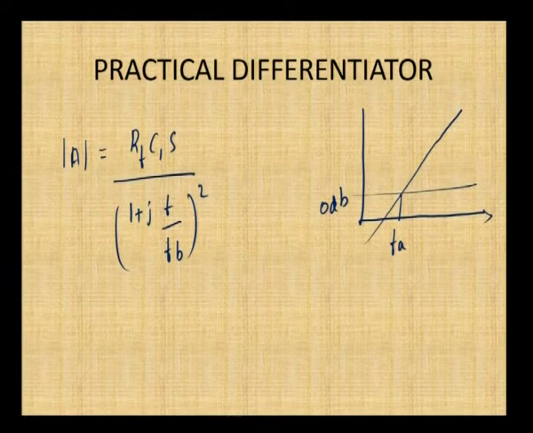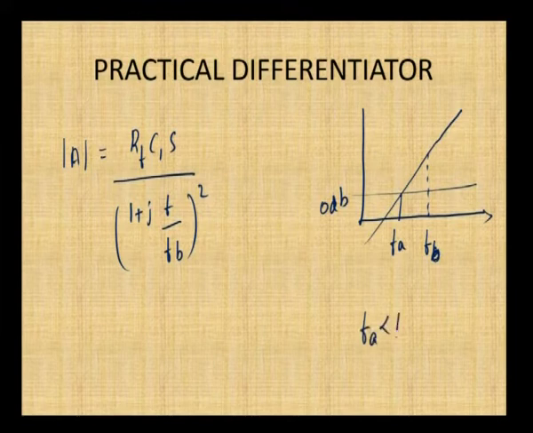And now if we calculate the gain with the practical differentiator circuit, you have the term F by Fb here, and here Fb is always greater than Fa. So, you have to design the resistors and capacitors in such a way that this Fa is less than Fb and Fb is less than Fc, and we will see what is Fc later.